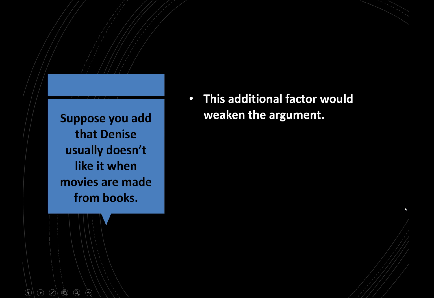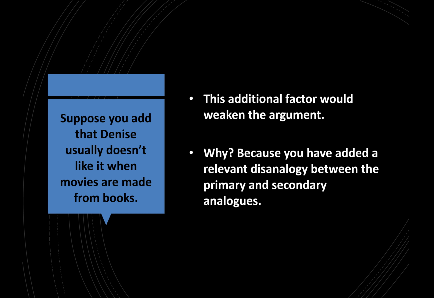Now suppose that you add that Denise doesn't usually like it when movies are made from books, and this is the case with the Chronicles of Narnia. It's a movie that was made from a book, right? Unlike Cheryl, Denise usually doesn't like it when that happens. Suppose you added that. Well, this additional factor would weaken the argument. Why? Because you've added a relevant disanalogy or dissimilarity between the primary and secondary analogs.